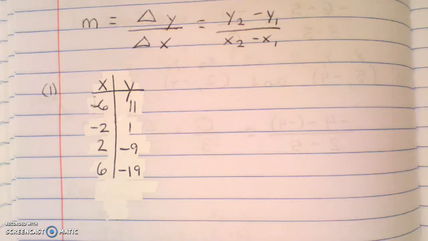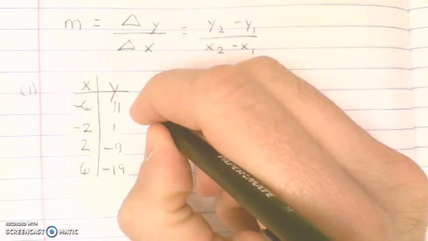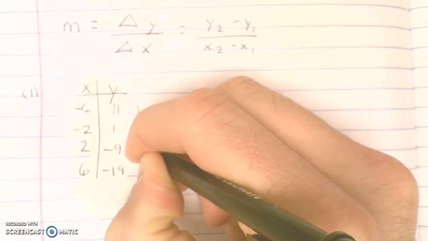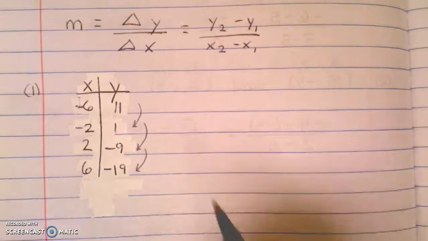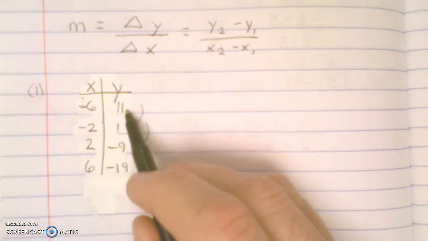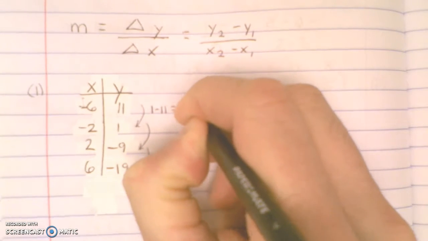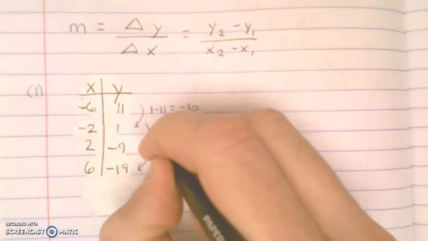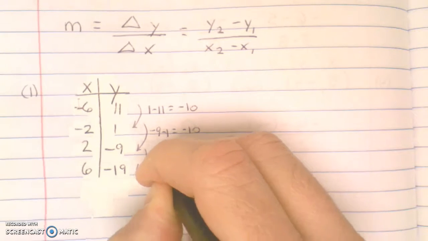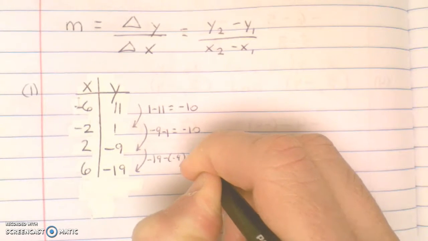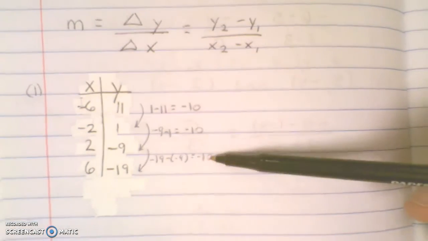Okay, so when you're finding slope, remember slope is just the change in your y values over the change in your x values. So we're just figuring out how the y values are changing as you go from point to point on the table. To figure that out, you take the number below and subtract the number above it. So 1 minus 11 gives me -10. -9 minus 1 is -10. -19 minus -9 is -10. So the change in the y values is -10.